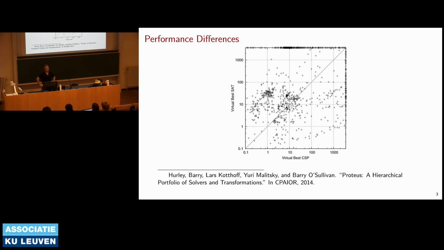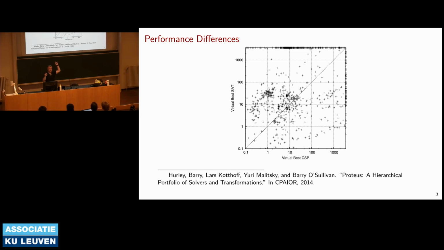Here's a picture that, if you have done a lot of empirical stuff in constraint programming, will look familiar. We have two axes here, two different approaches. Don't worry about what exactly these mean. We'll get into a little bit more detail on that later. Two different approaches for solving particular constraint problems. And each cross in this plot is one constraint problem. We have the performances on the x and y axes.